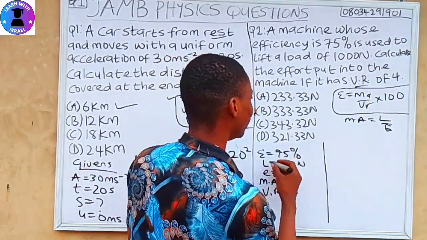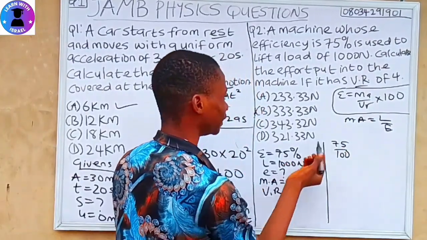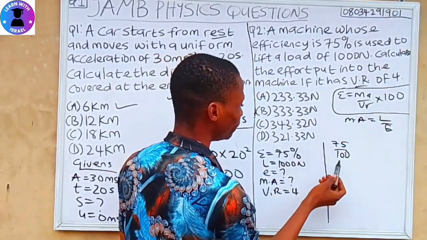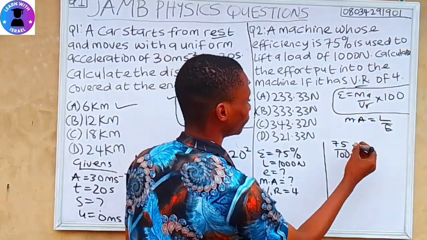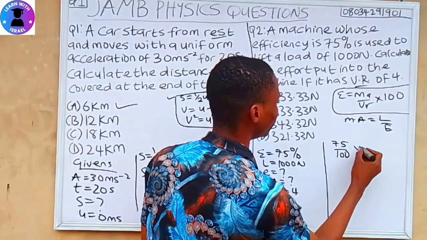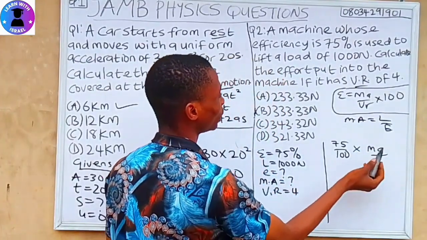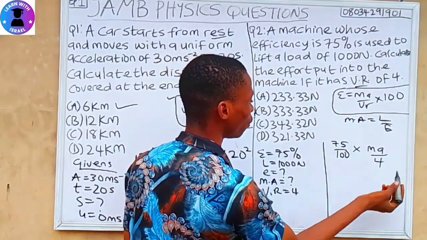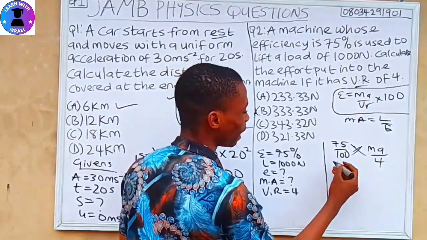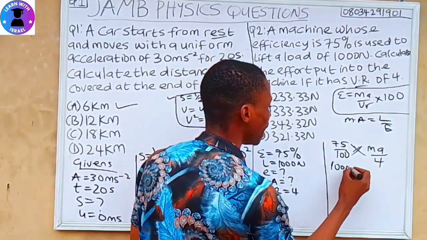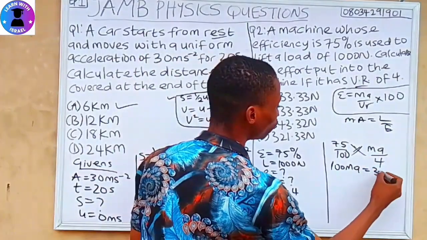So let's just input it. Our efficiency is 75 over 100, 75%, which is also 75 over 100. This 100 also represents it, so there's no need of adding this 100 again. It's already here. Multiply by MA over VR. We won't write VR here because our VR is 4, so we just change it to 4. If we cross multiply, MA multiplied by 100 is 100 MA, which equals 75 multiplied by 4, which is 300.